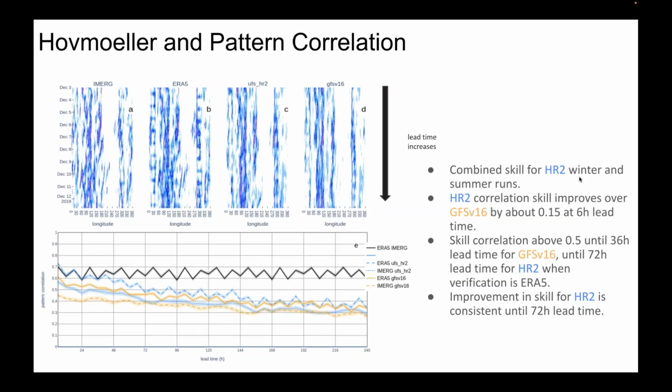And it's actually even above the skill that you can see when you compare ERA5 to IMERG at forecast hour 6. And that also means that the skill correlation stays above 0.5 for the first 3 days instead of the first 1.5 days when we're verifying against ERA5. And then this skill improvement is consistent for HR2 for about the first 3 days into the forecast.